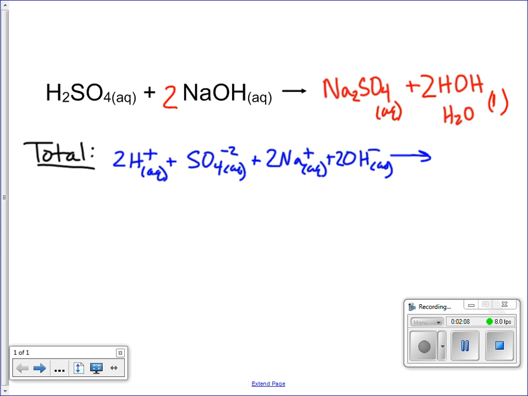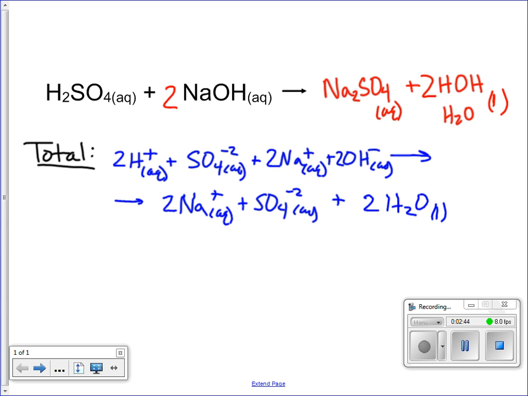Now, on the product side, the only one that I split apart is the one that's aqueous. And if you look, the one that's aqueous is sodium sulfate. In that compound, I'm going to form two sodiums because there are 2 in sodium sulfate. I'm writing aqueous, and I'm again including that SO4 -2 ion, aqueous. We do not split apart the water because it is not aqueous, it's not dissolved in water. So I'm going to write 2, and now I'm going to write it as H2O, as my liquid.